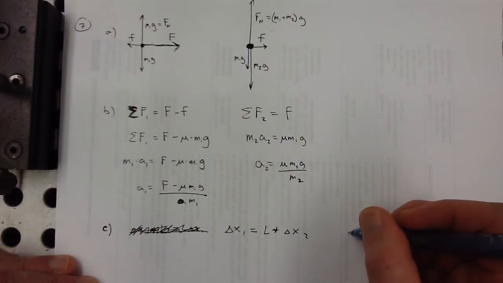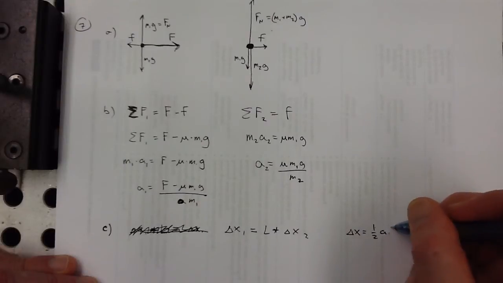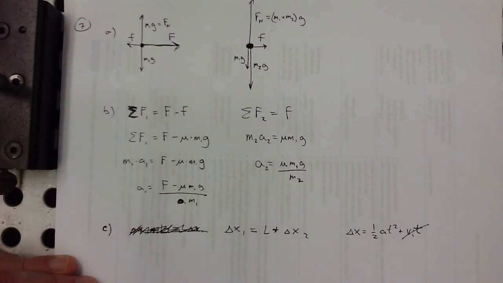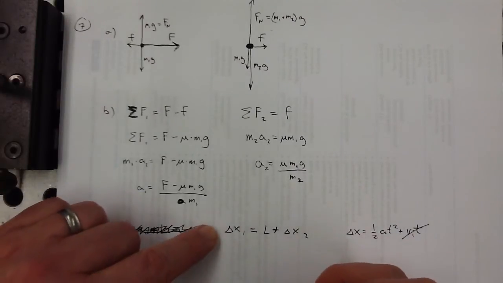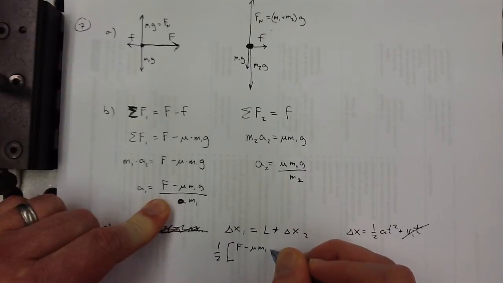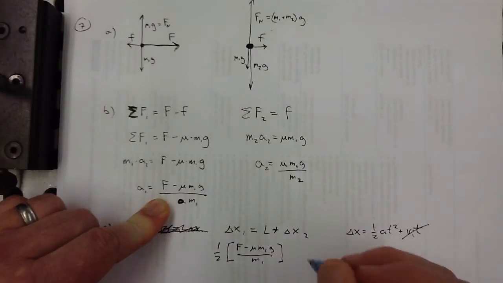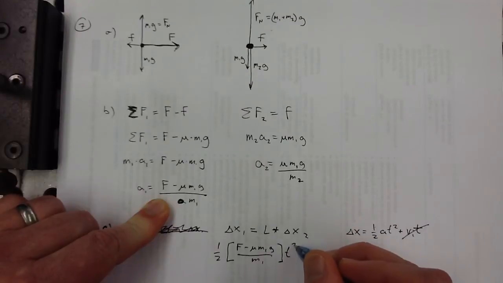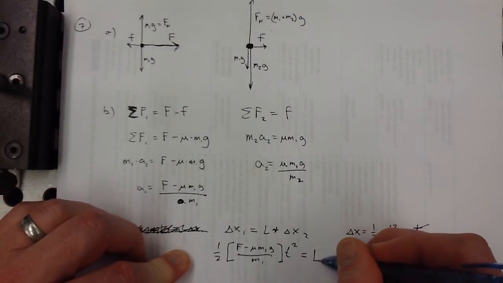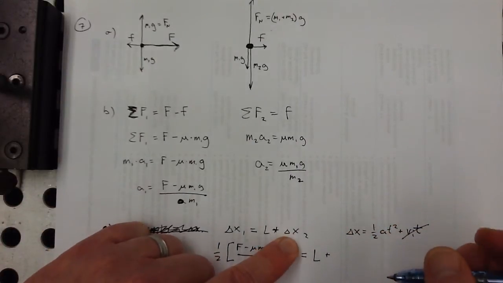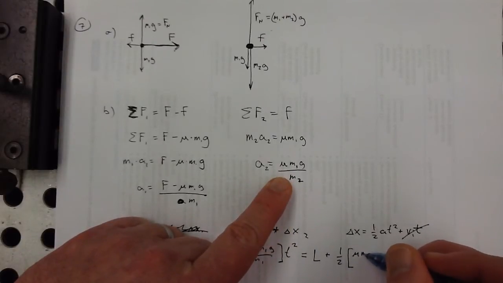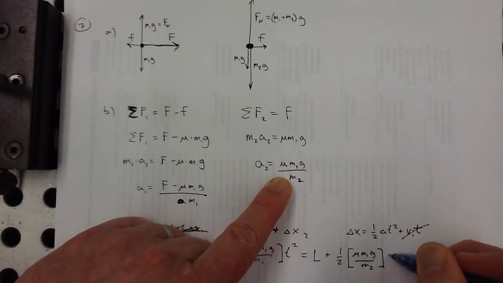Okay, and since I have constant acceleration, I know that delta x is equal to 1/2 at squared plus vit, right? But both of them start out with an initial velocity of 0, so I can ignore that term. So let's set that up in this equation. For delta x1, I have 1/2 times the acceleration of block 1 times t squared, equal to L plus delta x2, which is going to be 1/2 times the acceleration, mu m1g over m2, times t squared.